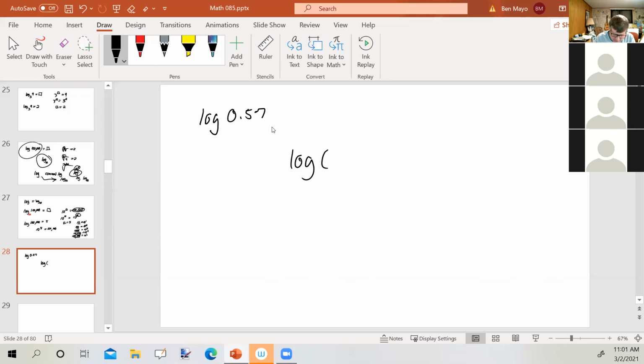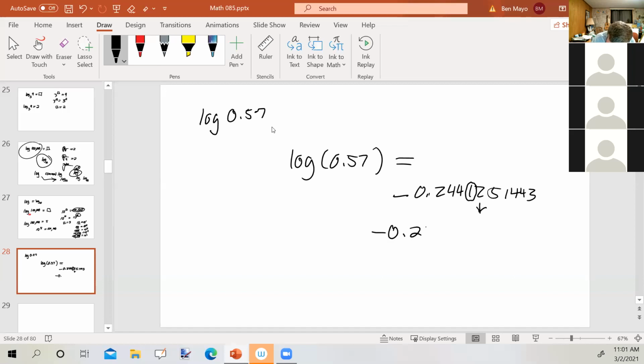I get a left-hand parentheses. Then I'm going to put in the 0.57. I'm going to put a right-hand parentheses there, equals, and I get negative 0.24412514443, and then it runs out of room. But it said to write it to 4 decimal places. So that would be right there. The 2 would round down. So I'm going to get negative 0.2441 would be my approximate answer to 4 decimal places. All right. Any questions on that?